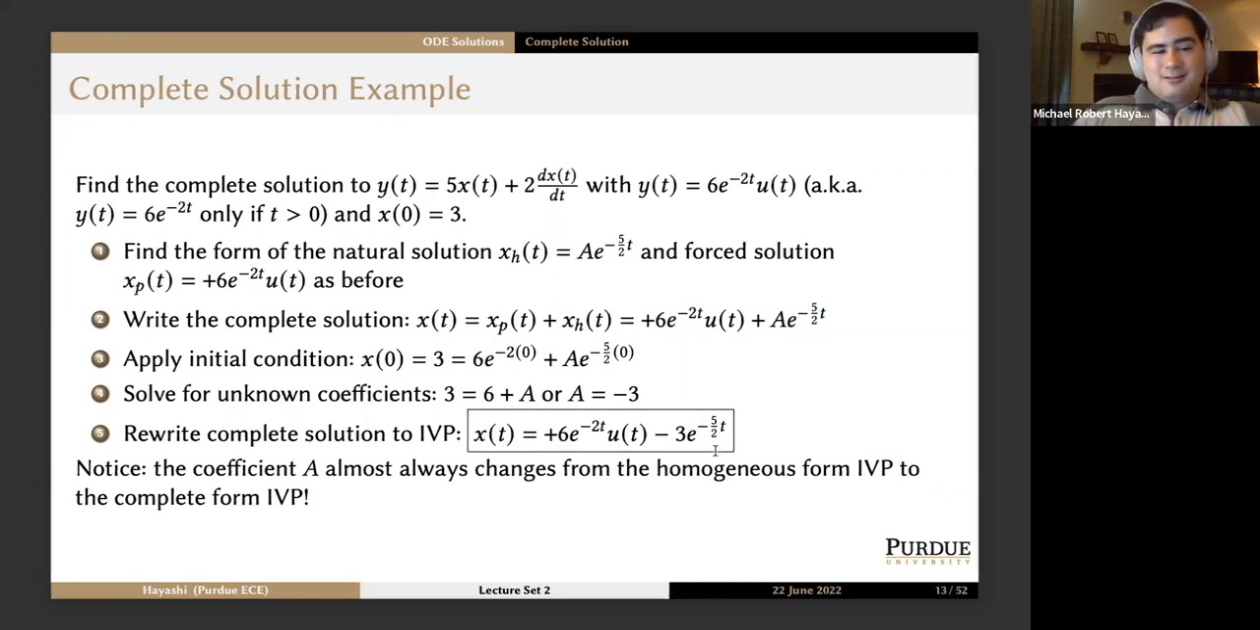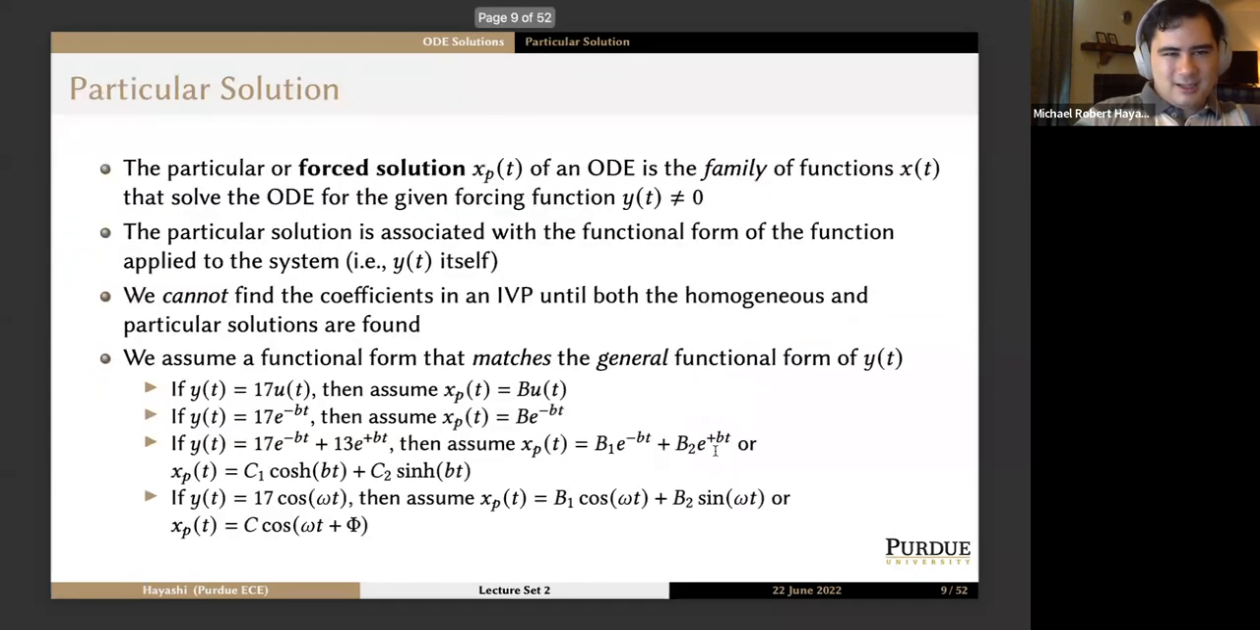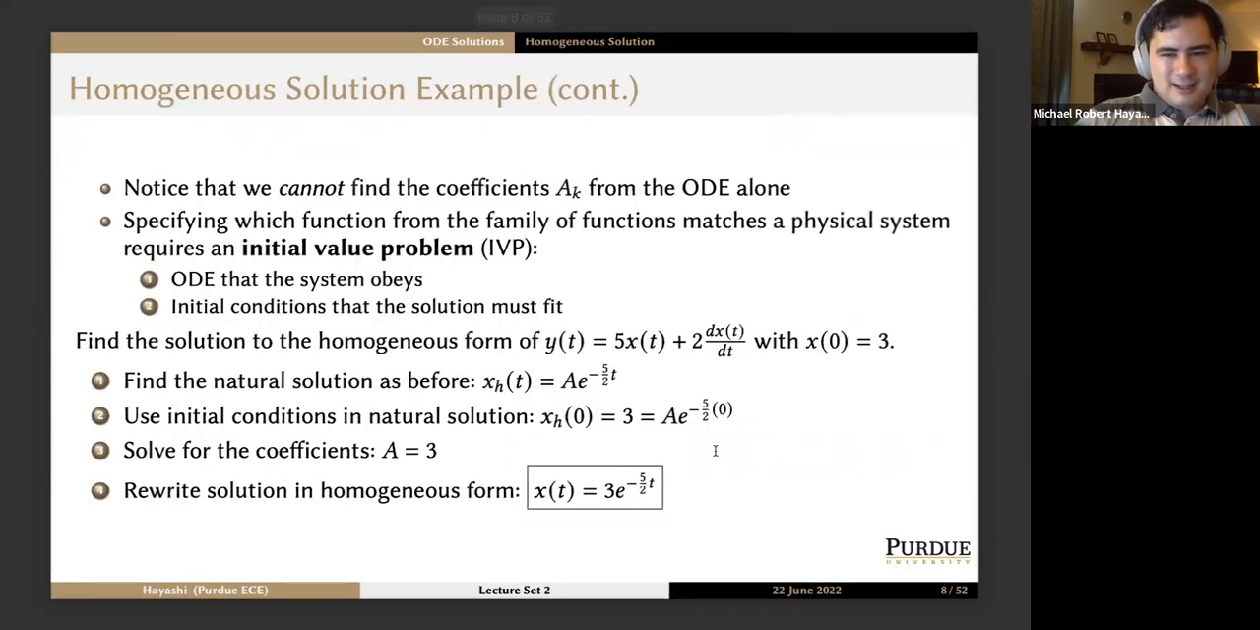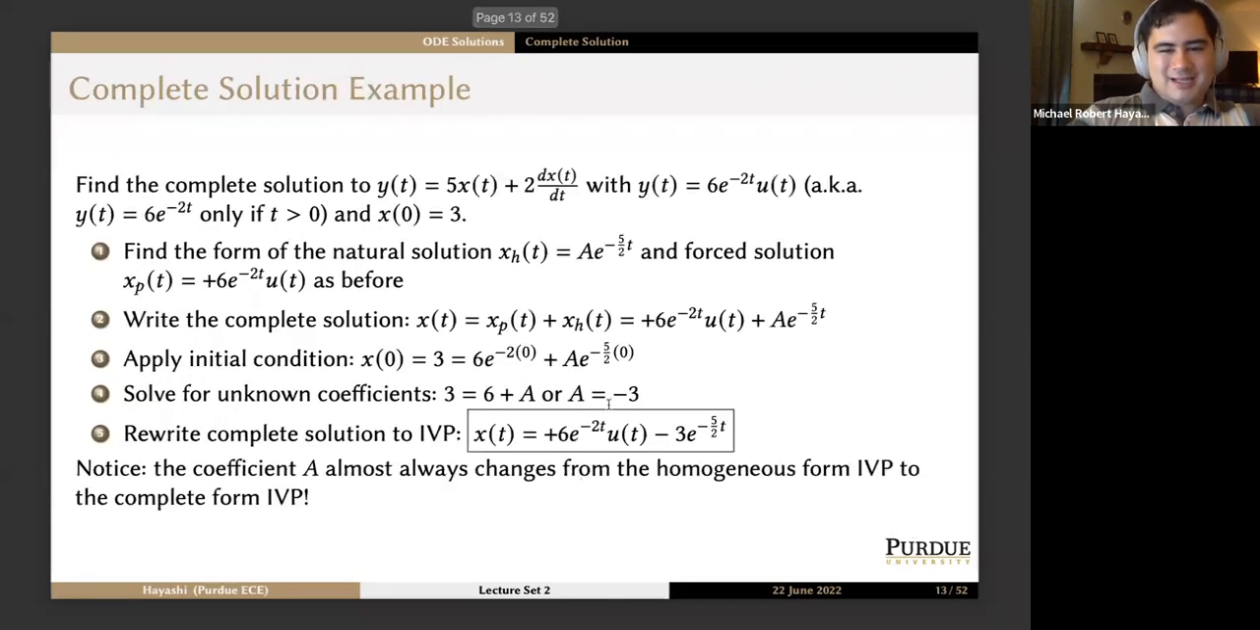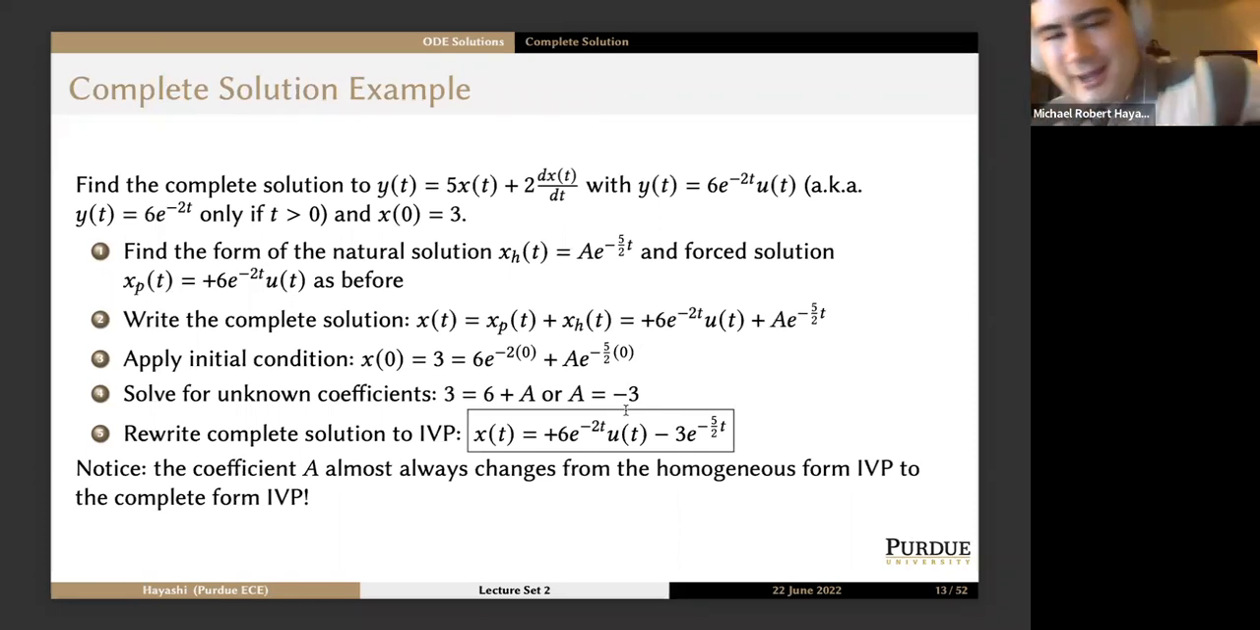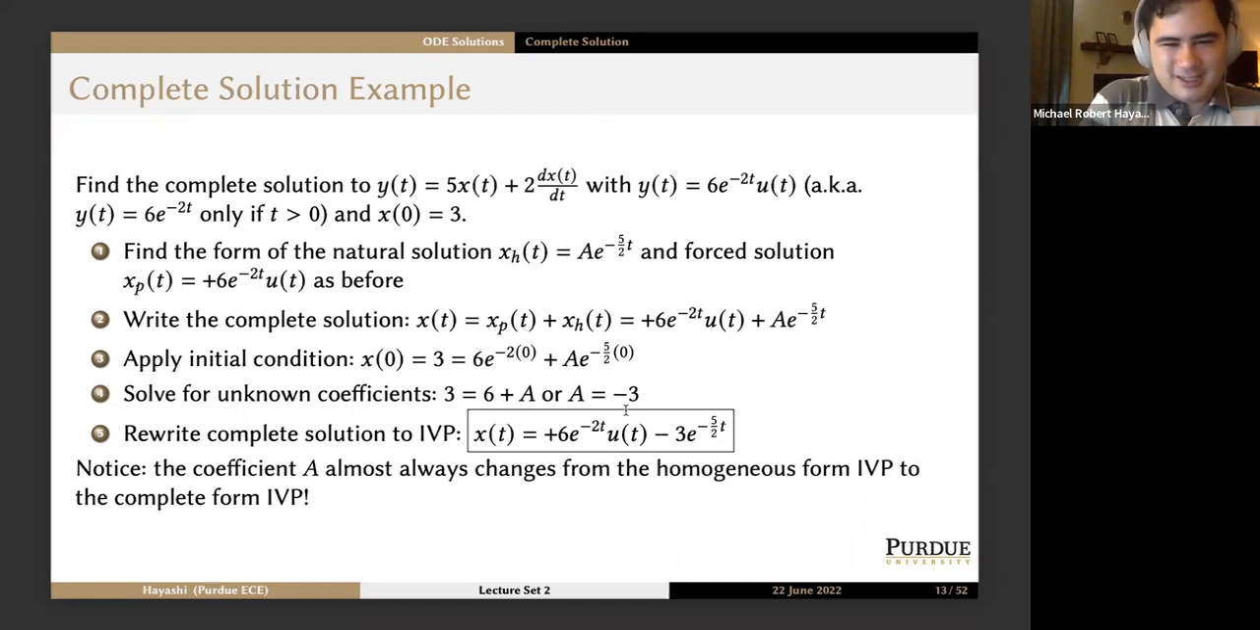Notice, the coefficient a almost always changes from the homogeneous form IVP to the complete form IVP. Because before, when we did this on slide 8, we got that a was equal to 3. Now we get a is equal to negative 3. So, oh my gosh, the coefficient a changed. And that's because you can't solve for the coefficient a early. You must wait until you have the complete solution form before you solve for a or any a sub k.